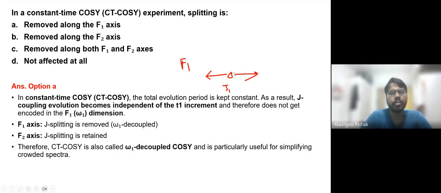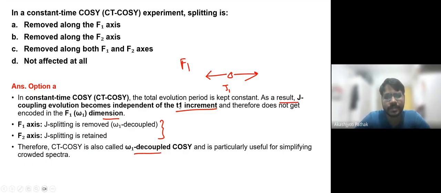So in a constant time COSY, the total evolution period is kept constant. As a result, the J coupling evolution becomes independent of the T1 increment and therefore does not get encoded in the F1 dimension. So F1 axis J splitting is removed and F2 axis J splitting is retained. Omega 1 is decoupled. The answer is option A. Okay. So that was all for today.